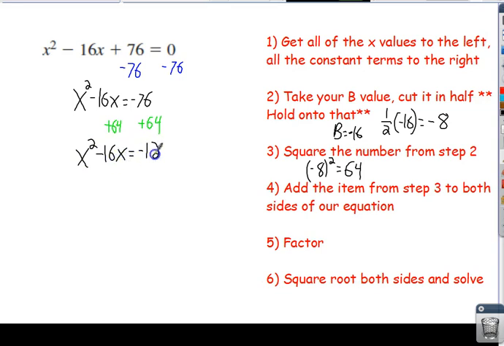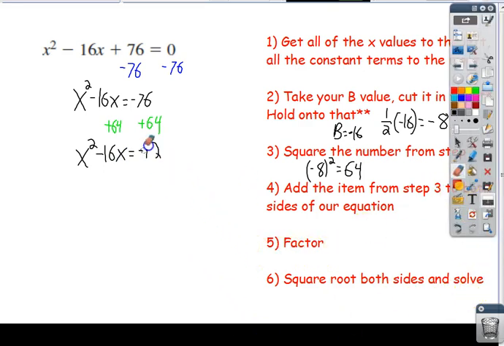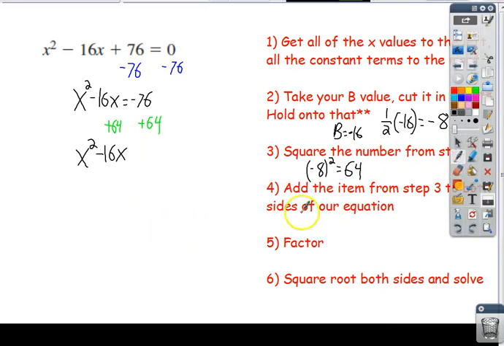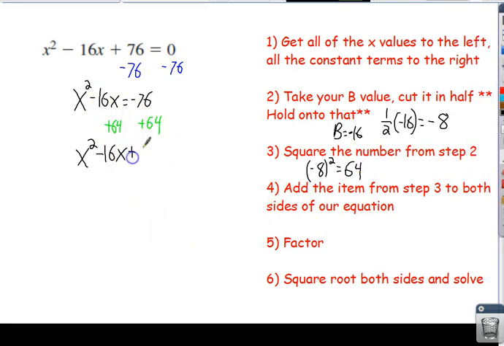Gets me negative 12. Now, what do I forget to do? Share here. So what I have to do is add 64 to both sides. Now, one thing you have to remember is you do not combine these. They are not like terms.